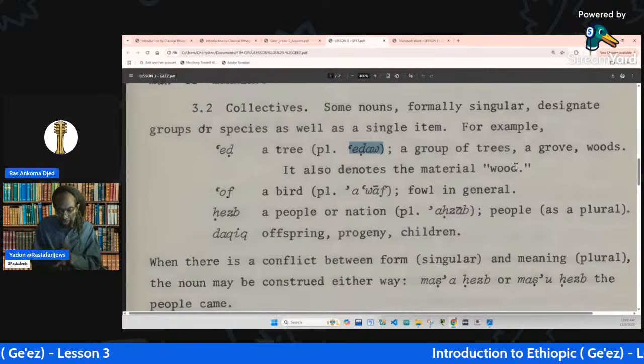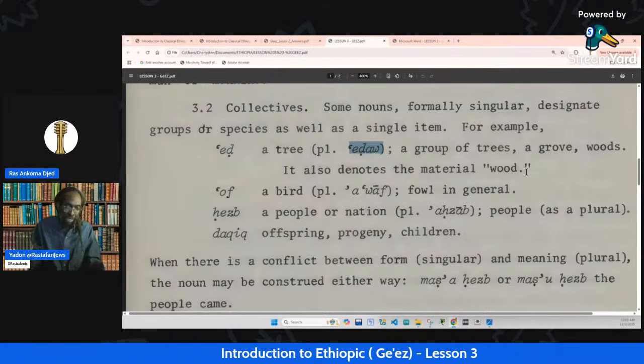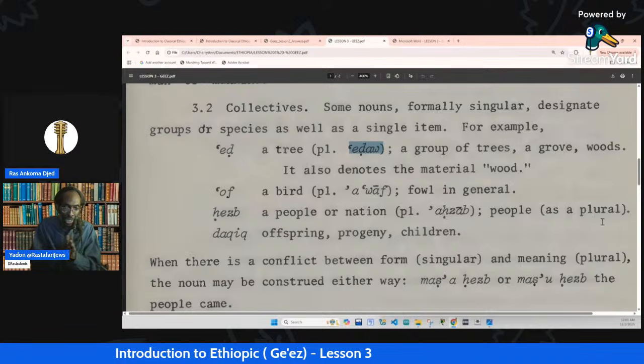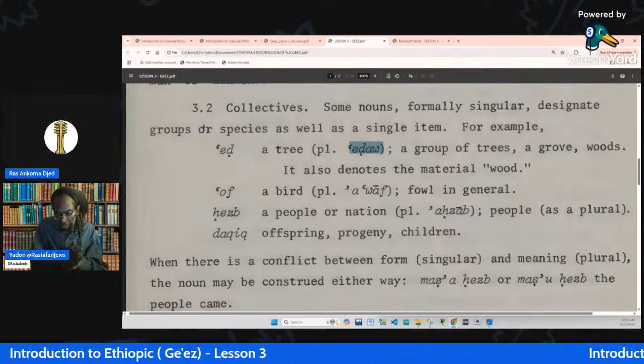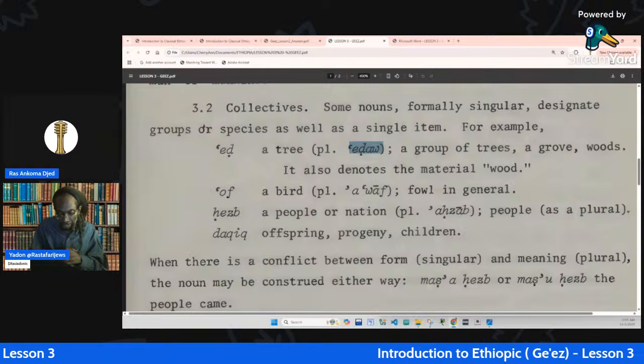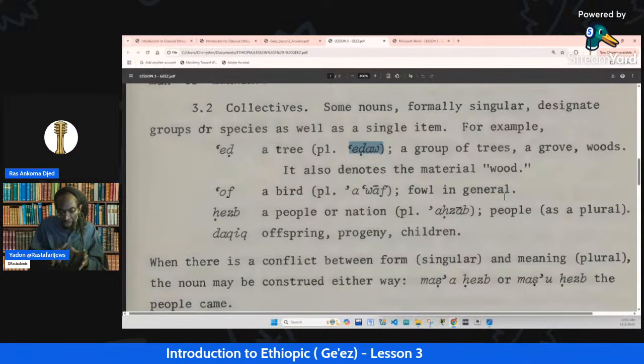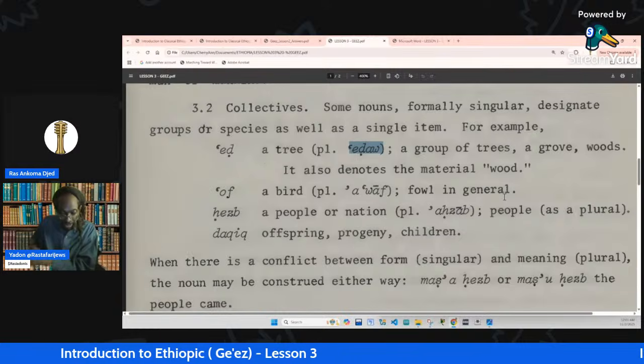Also, it denotes the material wood. This is interesting. So a tree of life can also be the wood of life, within the context, denoting the material wood, right? So that's also a note that must be kept in mind when we're looking at the Ge'ez, right?